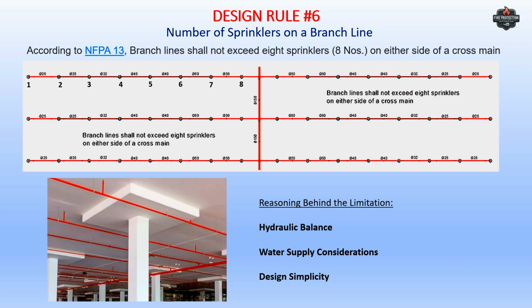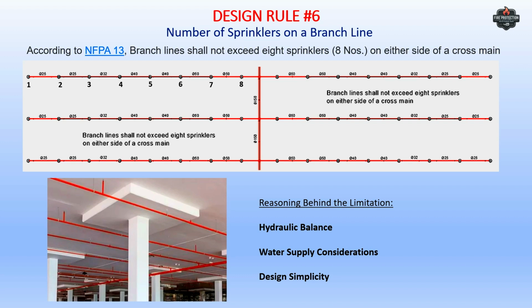The second reason is water supply consideration. Limiting the sprinklers on each side of a branch line helps prevent excessive water demand for a single line, which could otherwise lead to inadequate water supply to other parts of the system during an emergency. The third reason is design simplicity. This rule simplifies the design process by providing clear guidelines, making it easier for designers and engineers to comply with NFPA 13. It also helps avoid over-complex systems that could be difficult to manage and maintain.